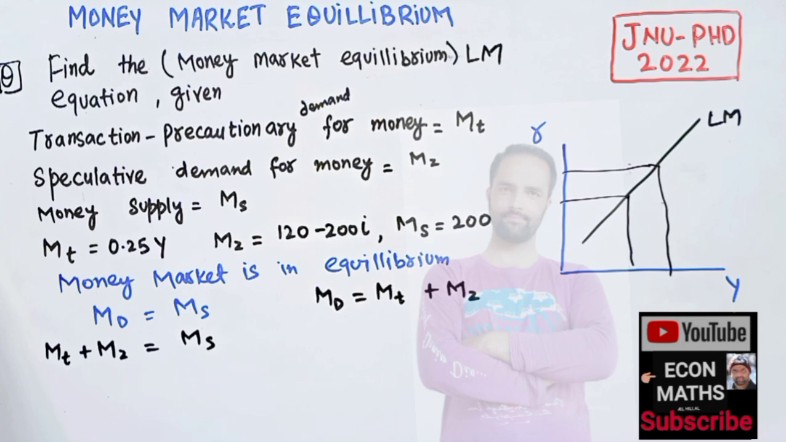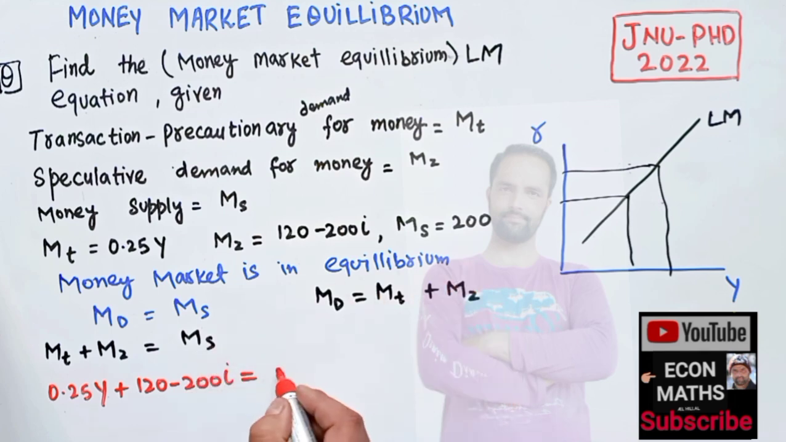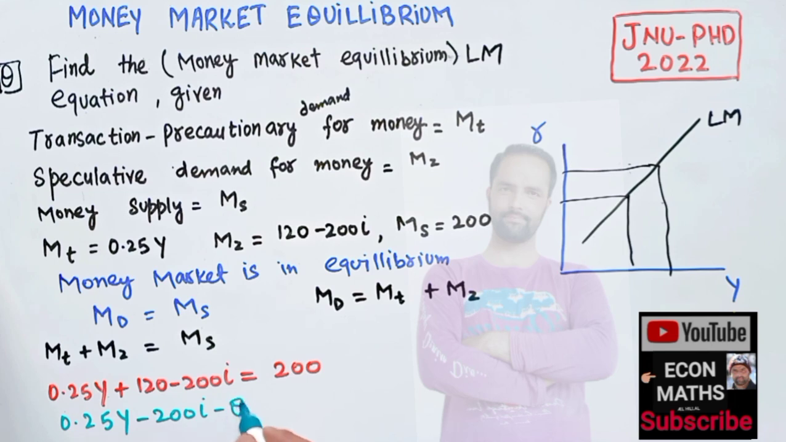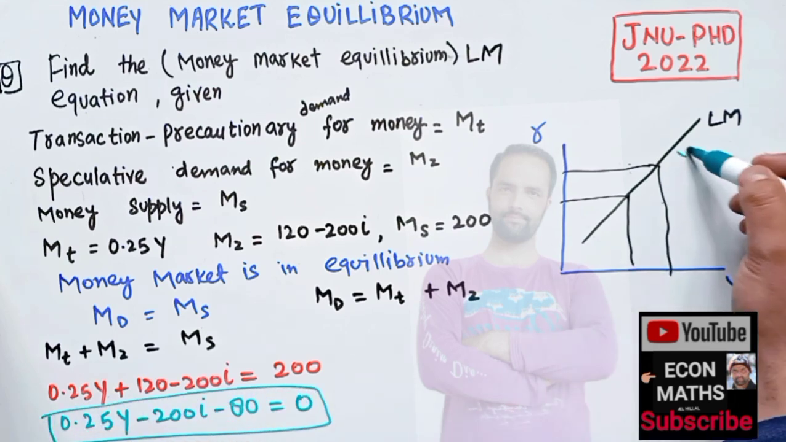So this reduces to, MT is given as 0.25y, MZ is given as 120 minus 200i, should be equal to money supply, which is exogenous, given as 200. So solving, we have 0.25y, transposing, 120 minus 200 will become negative 80. So 0.25y minus 200i minus 80 is equal to 0. This will be the condition for the money market to be in equilibrium. So this is our LM equation.